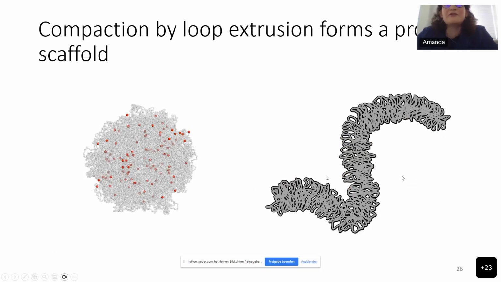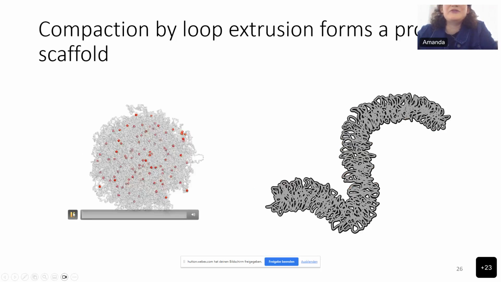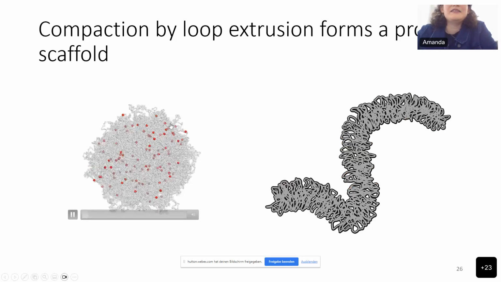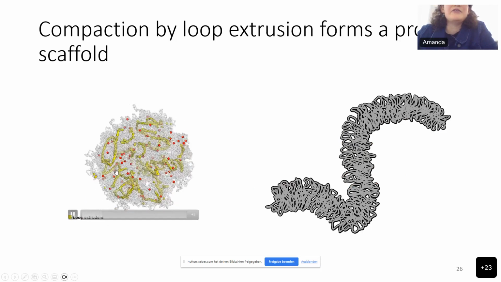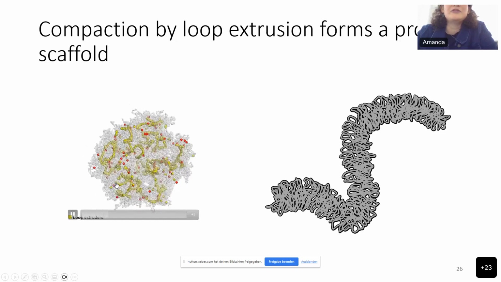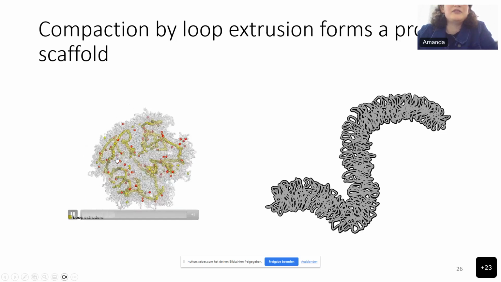So I tried to observe this with a polymer simulation. I'll show the movie here, but please don't mind these red bits. They were just randomly selected, and they do not interfere with the loop extrusion process. We see an initial conformation that resembles interphase, and now we have these loop extruders extruding loops.